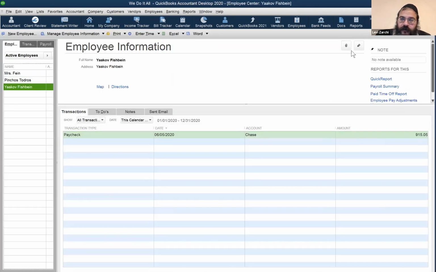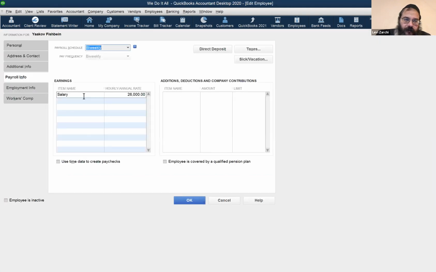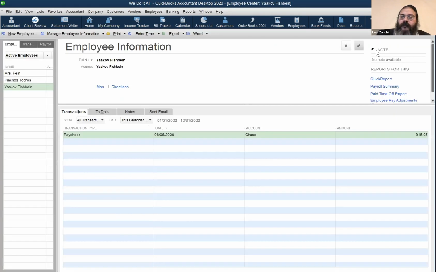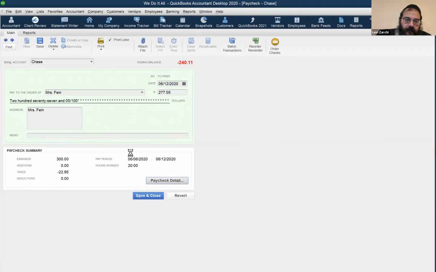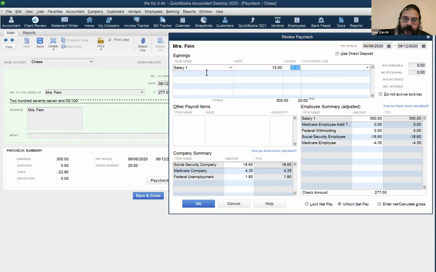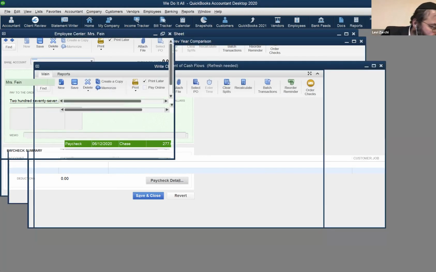Yankel Fishbone, Yaakov Fishbone, he was a salary one, payroll info. This was annually 26,000. So every payroll of the 26 payrolls of the year, he gets $1,000, which is fine. We did an hourly one called salary one. This is the same thing that you pick up off the payroll info tab, but we were able to manually enter the rate $15 times 20. Okay, that is pretty much the review summary of class 14.